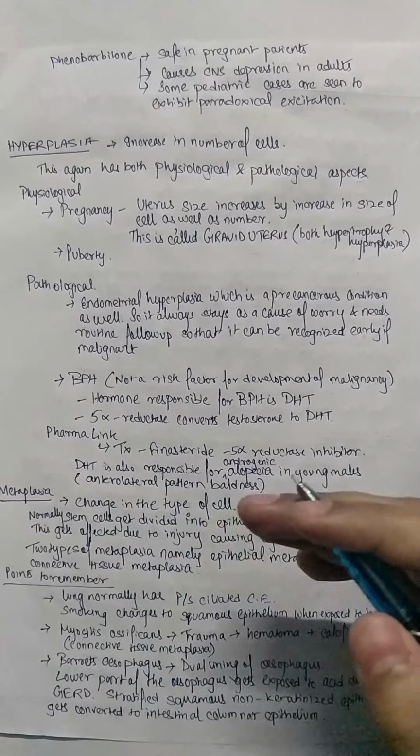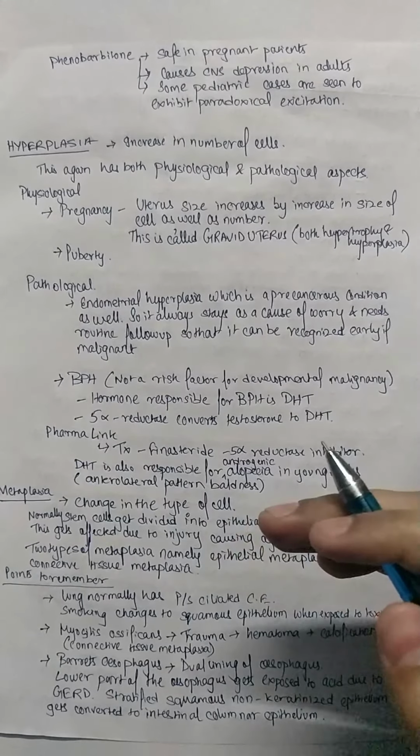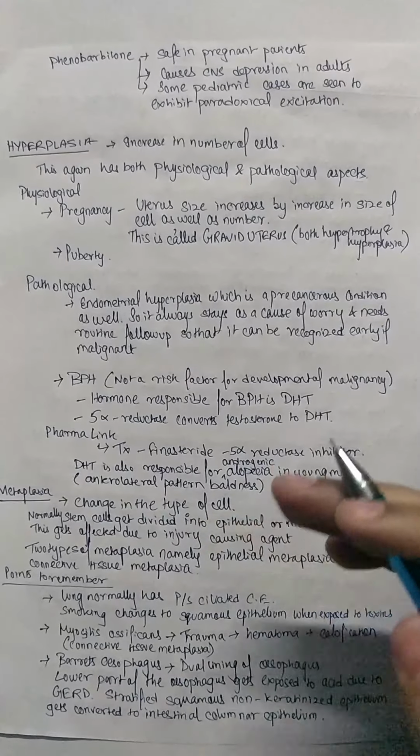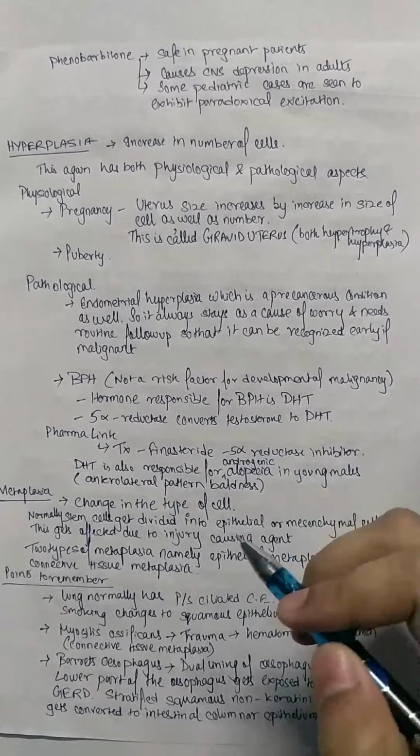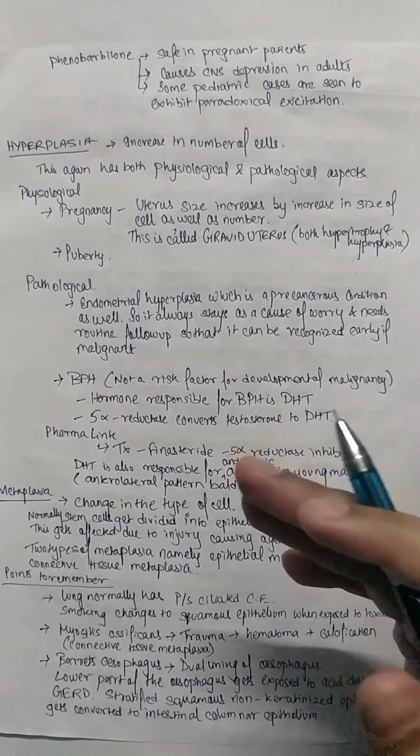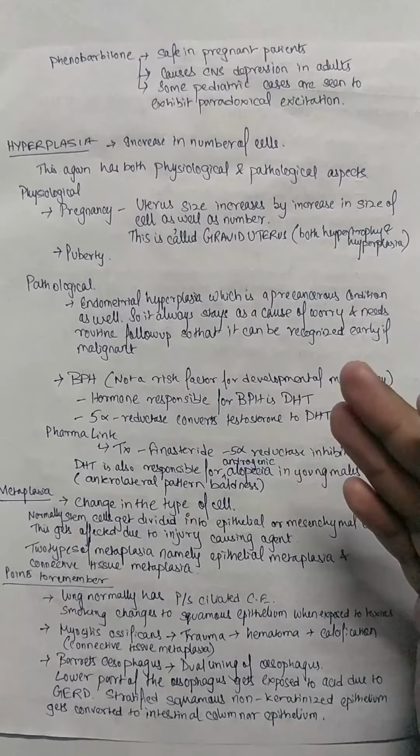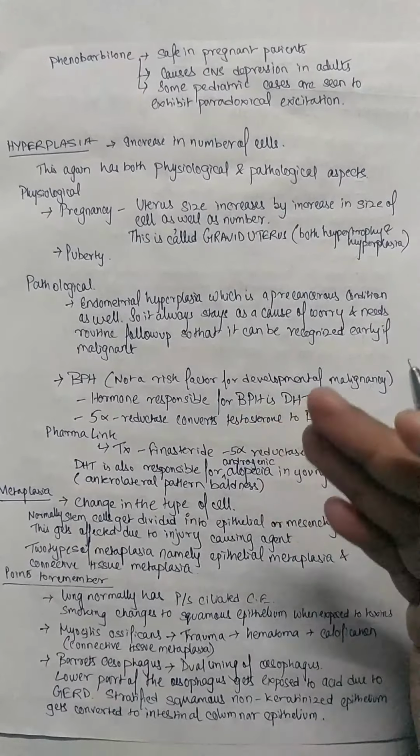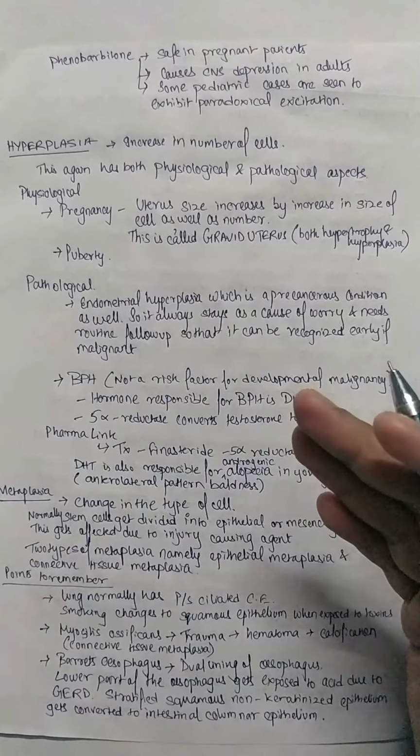Now the first point is that the hormone responsible for BPH is DHT, or dihydrotestosterone, but not testosterone. There is a common mistake that many students write that BPH normally occurs due to testosterone, but it is dihydrotestosterone. Dihydrotestosterone is obtained when 5-alpha reductase converts testosterone to DHT.